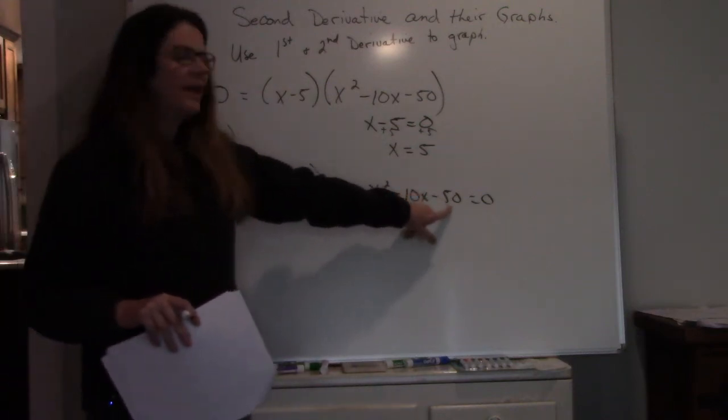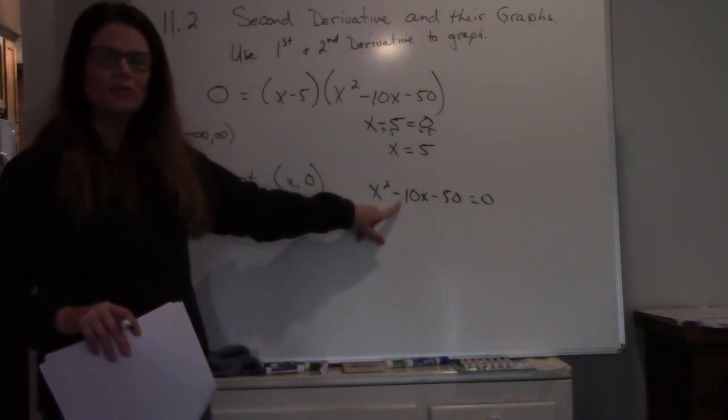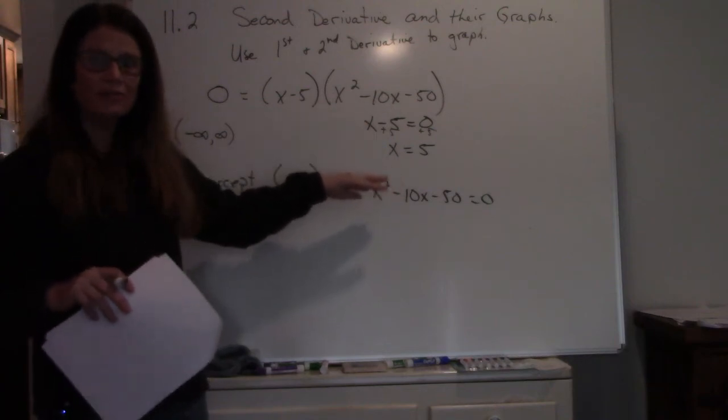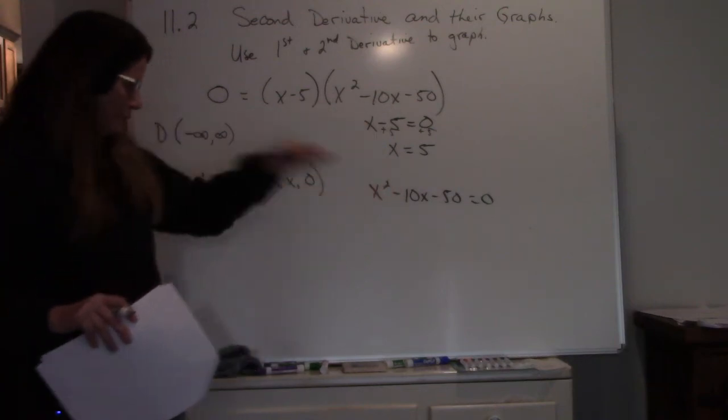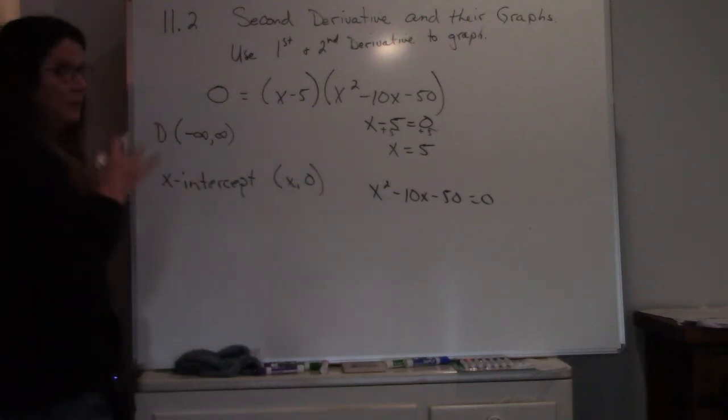There is nothing that I can multiply to get negative 50 and add to get negative 10. There's no factors that do that. So don't waste a lot of time trying to find the factors thinking it's always going to be factoring. Excuse me. Just go right to the quadratic formula. So I'm going to run out of room.